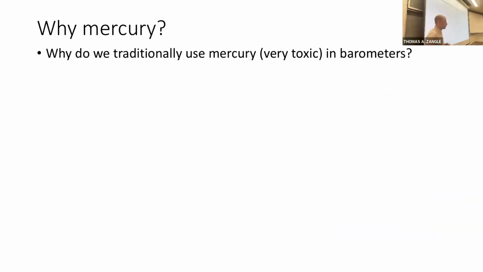So my next question is why mercury? Why do we traditionally use mercury, which is very toxic, within barometers? Yeah, it has a very low surface tension, which is one reason, right? So it's not going to have much of a capillary force, although we can get around that by making the radius of the water tube large if we want to. So that doesn't necessarily tell us why we wouldn't use water. But part of the answer is if we make it big enough, then we can ignore that surface tension.